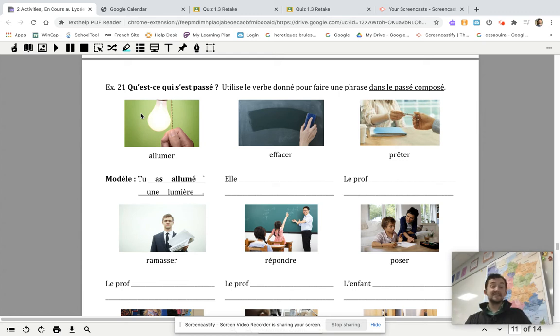Okay, bonjour. Continuing on with the rest of the packet, we're going to start with exercice 21. Qu'est-ce qui s'est passé? What happened is what this expression means. It's idiomatic, so you don't have to understand every word there. It says, utilisez le verbe donné pour faire une phrase dans le passé composé. Use the given verb to make a sentence in the passé composé.